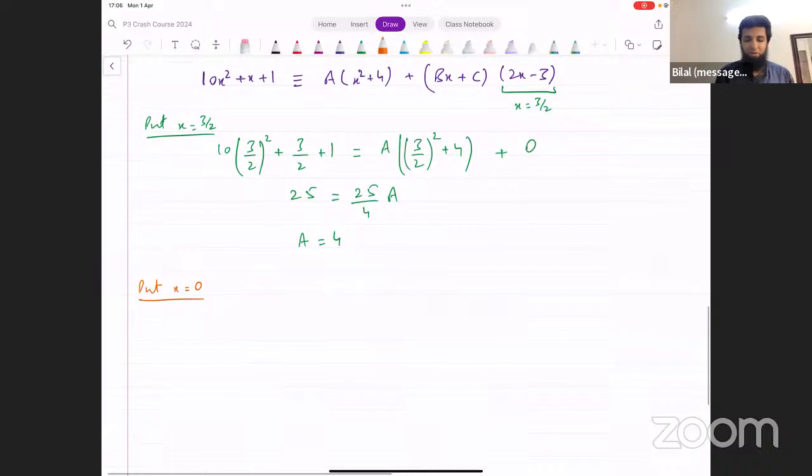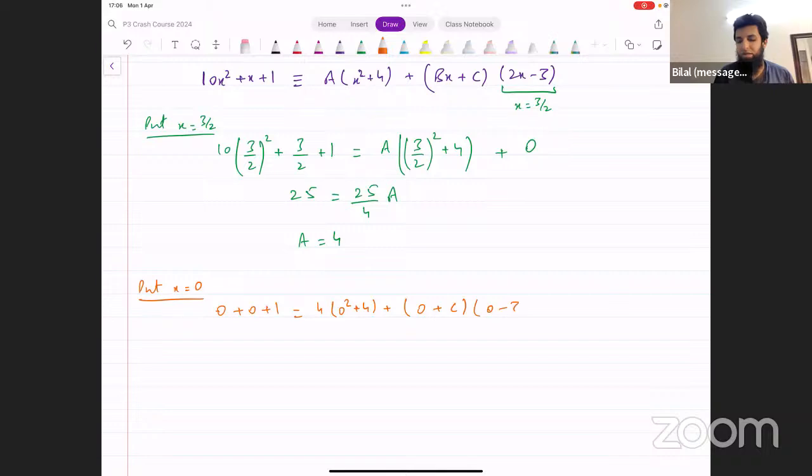When we input x equal to 0, on the left side, we get 0 plus 0 plus 1. On the right side, we already know the value for a now. That's 4. So that's 4 into 0 squared plus 4 plus b into 0. That's 0 plus c into 0 minus 3. Let's simplify this. That gives us 4 into 4, that's 16, minus 3 times c. 3c equals 15. And the value of c turns out to be 5. That's the value of c that we were looking for.